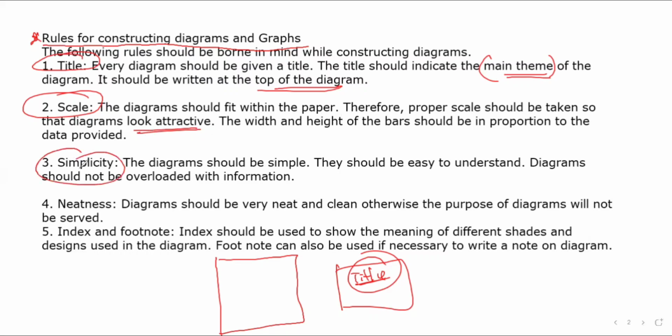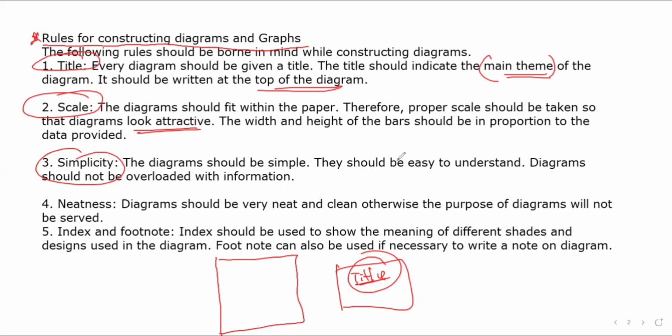Then the third rule, simplicity, right? The diagram should be very simple, because the main motto of presenting the data with the help of diagrams and graphs is to understand and to avoid complexity in the data. So your diagram should be very simple. It means that after observing the diagram, anyone can analyze and understand which factor is increasing or which parameter is decreasing, right?